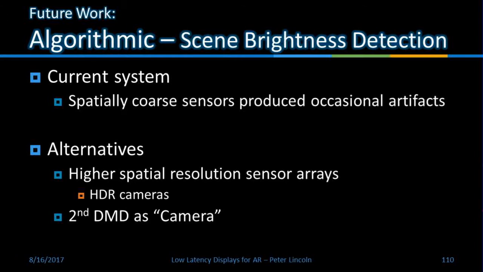And then scene brightness detection. As you commented earlier, we're looking at this at very low spatial resolution, which produced occasional artifacts on those transition zones because we were doing a linear interpolation between them. So alternatives would be higher spatial resolution sensor arrays, HDR cameras, a second DMD as a camera, or doing some crafty math with a single light sensor where the LED would be for a DMD.